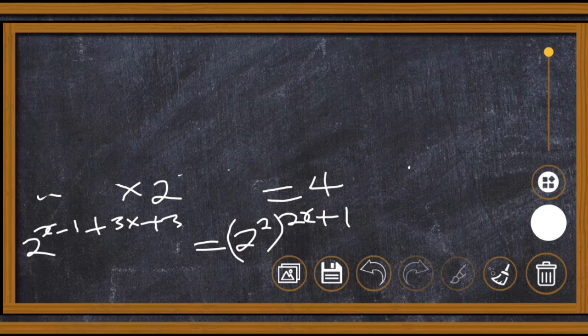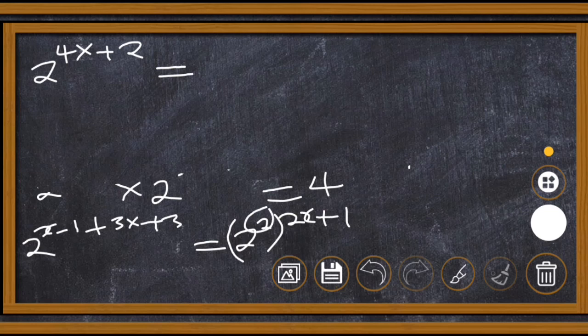Okay, so in this case then, what are we going to have? Here, when we add this x to 3x, we are going to have what? 4x. So we're going to have 2 power 4x. And then if we add negative 1 to positive 3, we are going to have positive 2, equals to this here. So here we have power 2. So we have the base of 2, and then power 2.